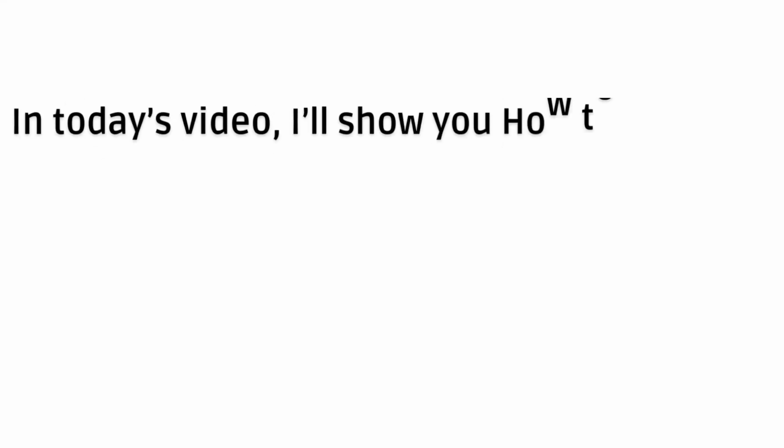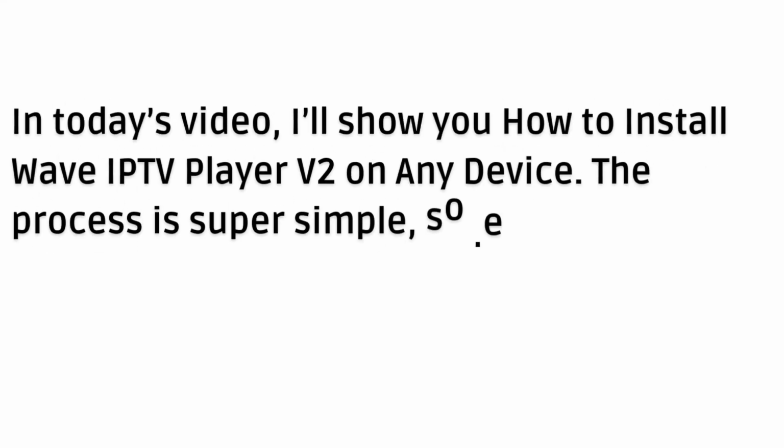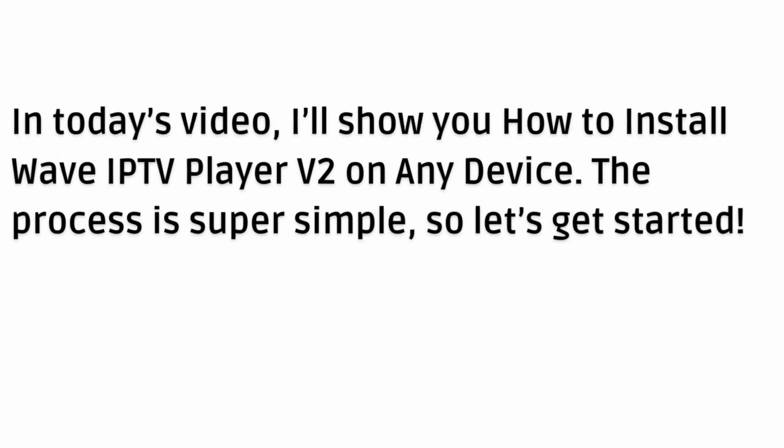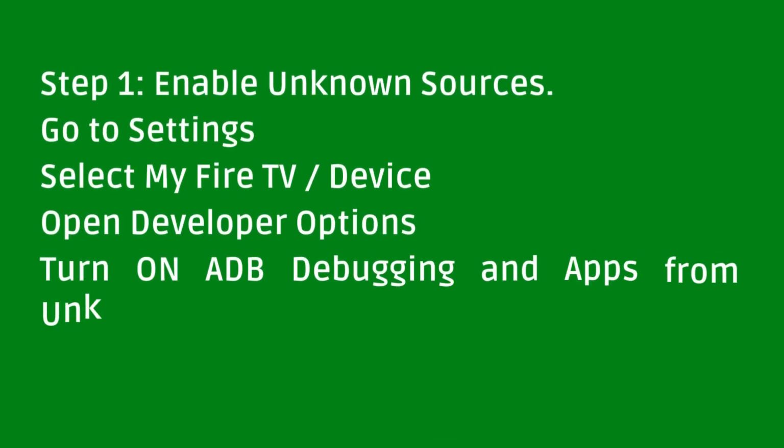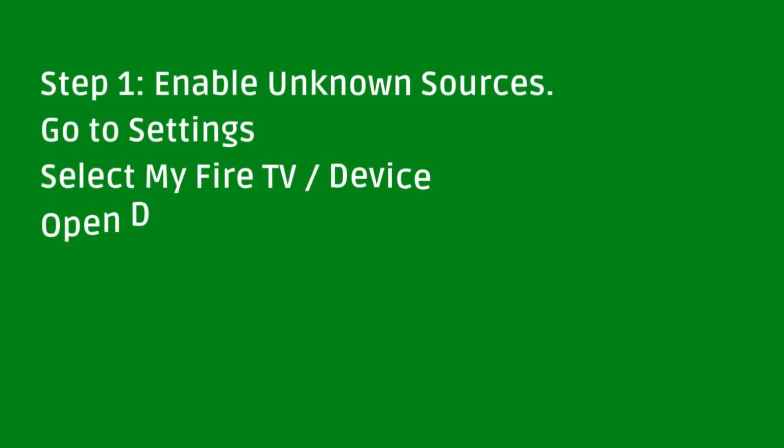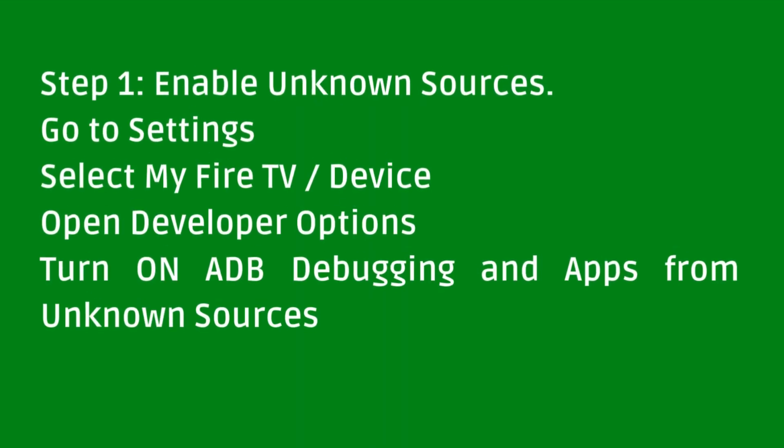In today's video, I'll show you how to install Wave IPTV Player V2 on any device. The process is super simple, so let's get started. Step 1. Enable unknown sources. Go to Settings, select My Fire TV device. Open Developer Options, turn on ADB debugging and apps from unknown sources.